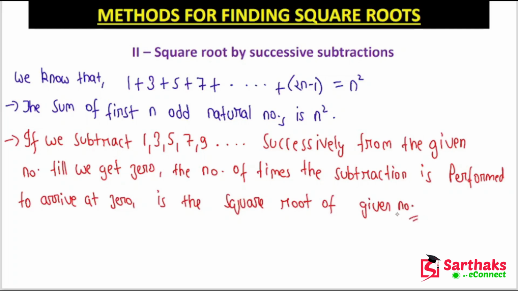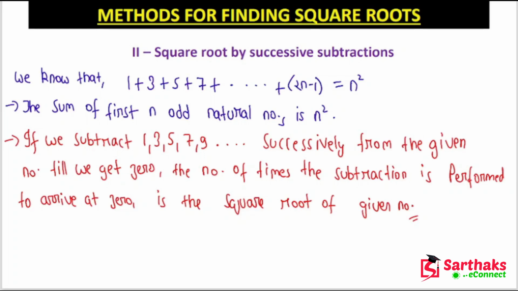Okay, so you can clearly see that if we successively subtract the first n odd natural numbers from the given number, then in the nth step we get 0. That will be the final step. So the number of steps in which we get 0 would be the square root of that number. For example, if you have 81, then you have to subtract the first 9 odd natural numbers, so it will take 9 steps. Okay, so this was this property.